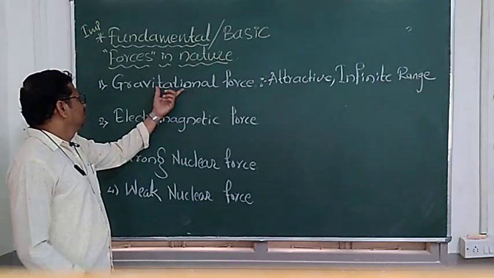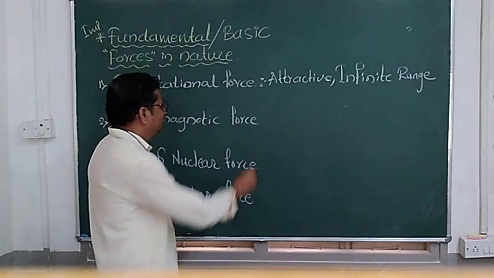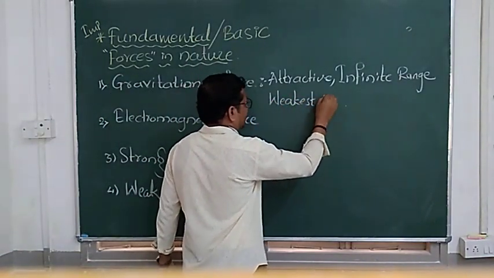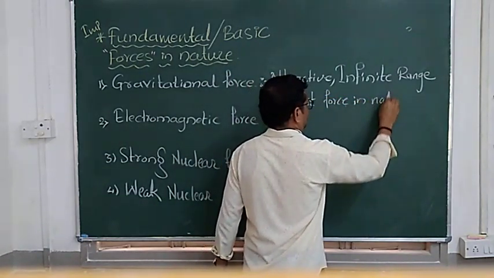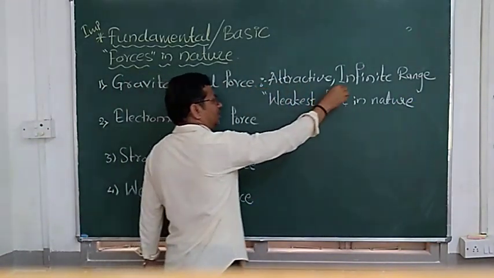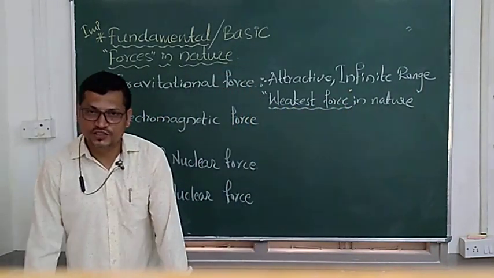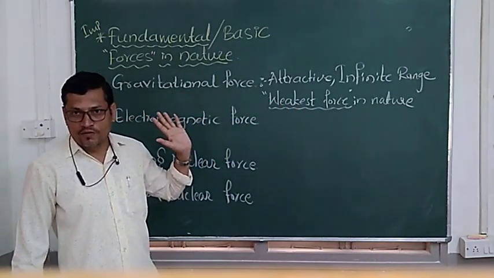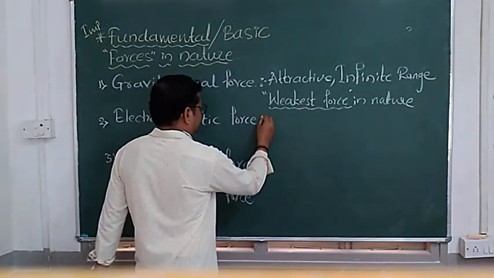So this is gravitational force, and it is the weakest force in nature. Here you can write: weakest force in nature. Keep in mind, the weakest force in nature is gravitational force. Correct?